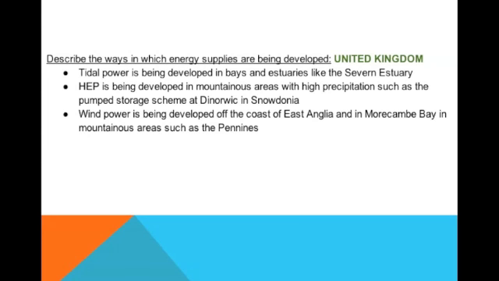If it asks to describe one, you do say the Three Gorges Dam, but if it says the ways in which energy supplies, this means you need to talk about all of them. So just use this case study. So for instance, you would say United Kingdom, you would say tidal power is being developed in bays and estuaries like in the Severn estuary. Hydroelectric power is being developed in mountainous areas with high precipitation, such as the pumped storage scheme at Dinorwig in Snowdonia. And wind power is also being developed off the coast of East Anglia and in Morecambe Bay, and in mountainous areas such as the Pennines.